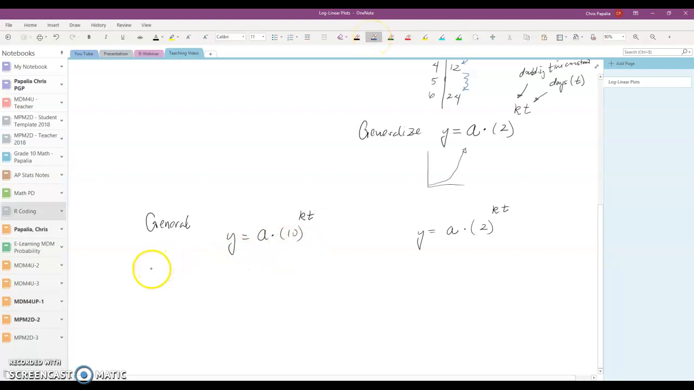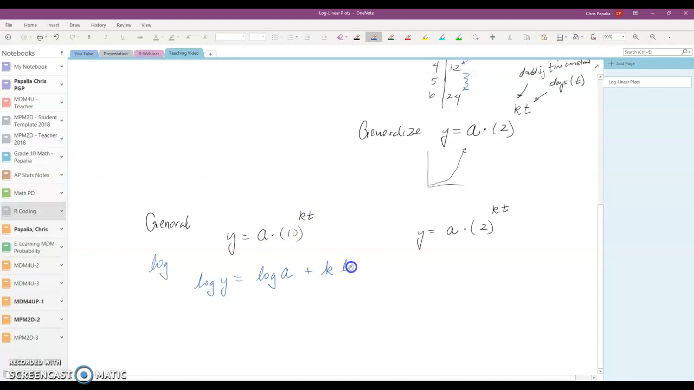If we take the log of both sides here, we're going to end up with the log of y equals the log of a. And then remember, there's a rule that the log of a value times a value becomes a plus. And there's another rule whereby if we have an exponent here, it actually becomes a coefficient.